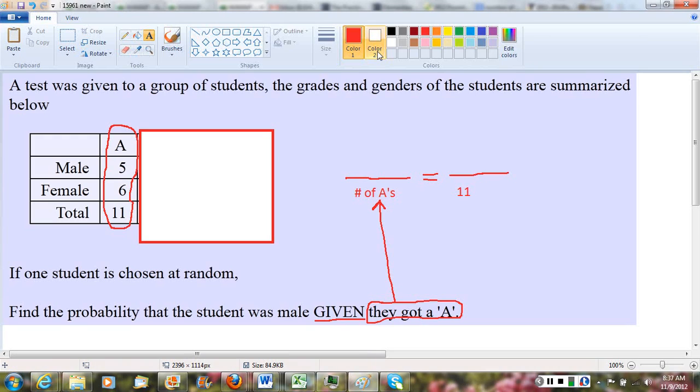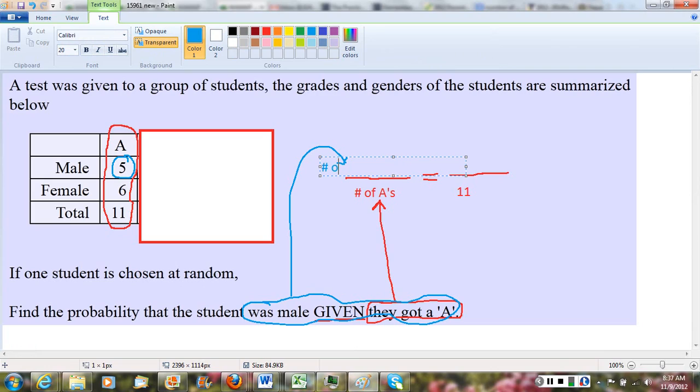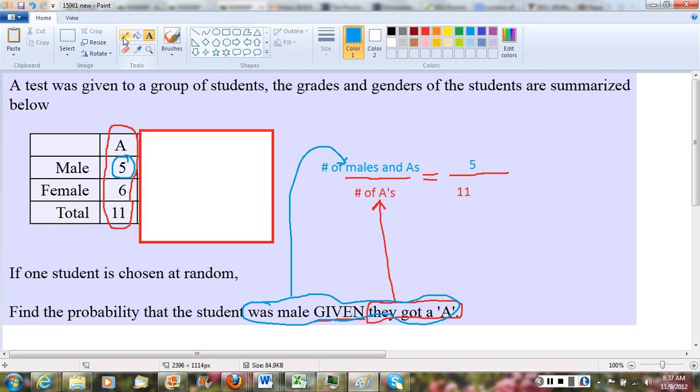Now for the numerator, we're going to look at what the other part of that event is: the probability that the student was male, given that they got an A. So what goes in the numerator is the number of A students who were male. If we look at our table, here's A, here's the number of A's, here's the number of males. We can see there were 5 students in that category. So our numerator is the number of males with A's, which is 5. So the fraction we're looking at to calculate our probability is 5 over 11.